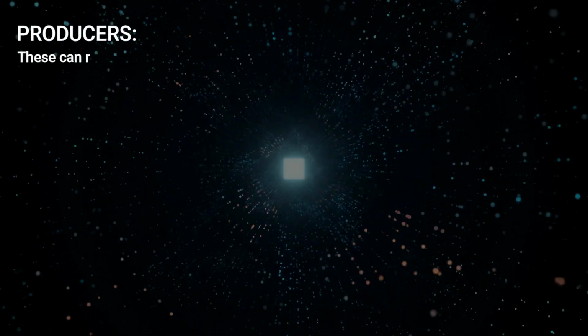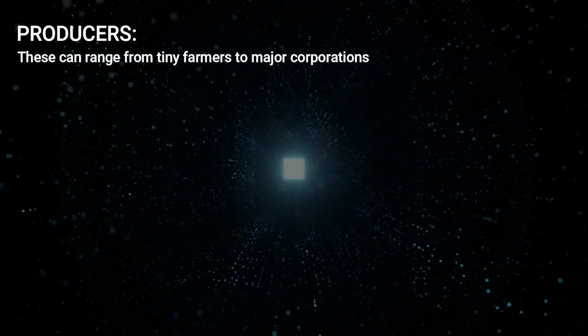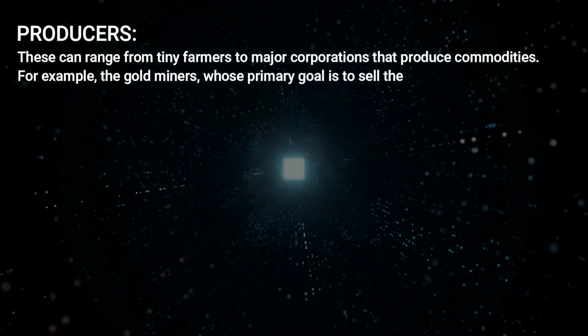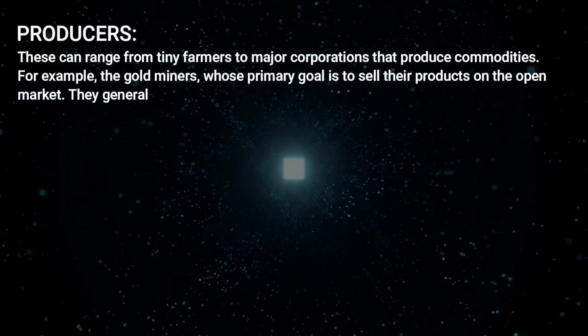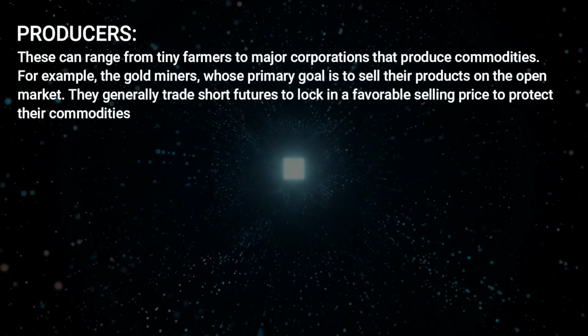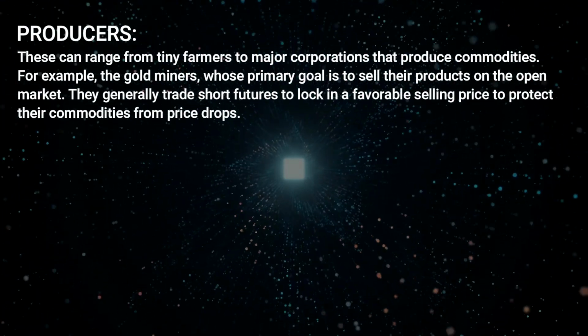Producers. These can range from tiny farmers to major corporations that produce commodities. For example, the gold miners, whose primary goal is to sell their products on the open market. They generally trade short futures to lock in a favorable selling price to protect their commodities from future price drops.